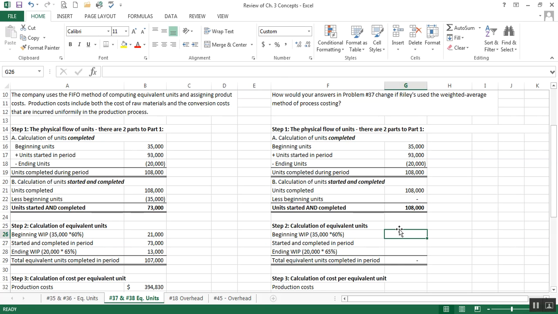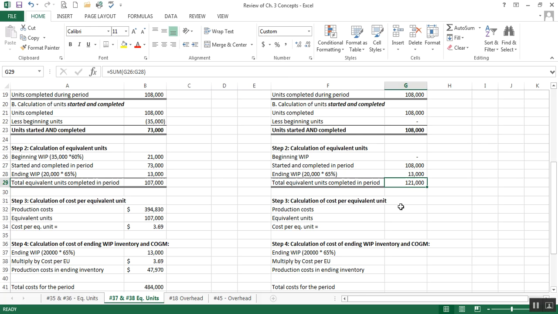Now we calculate the equivalent units. So again, beginning inventory we assume is going to be 0 because everything was completed and started during this period. And then our ending inventory is the 20,000 times 65%. So it gives us equivalent units of 121,000.